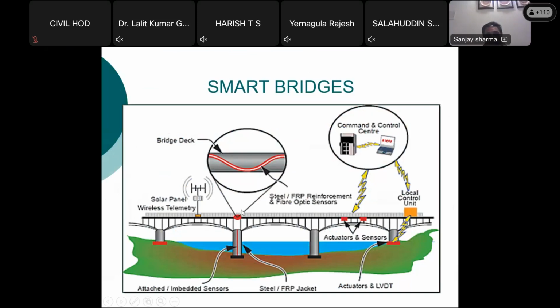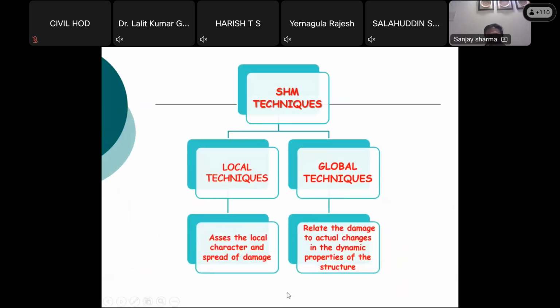So where the critical location is, you identify that, and then you have the local control unit, which is again where the data is transferred to your main command center. So you have, say, strain gauges, or your actuators, or your LVDTs, and whatever things are there. So you identify them and install them there also. So it can be local, it can be global techniques.